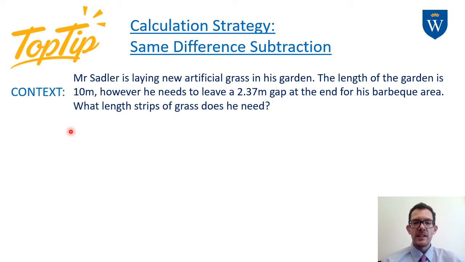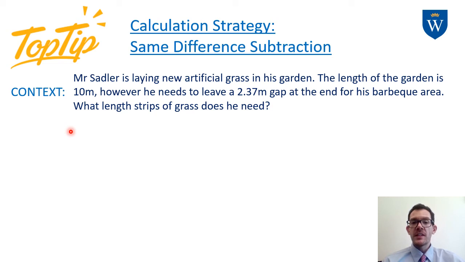So the problem is Mr. Sadler is laying new artificial grass in his garden. The length of the garden is 10 meters. However, he needs to leave a 2.37 meter gap at the end for his barbecue area. What length strips of grass does he need?